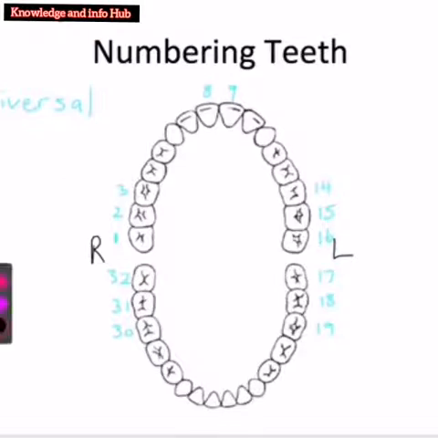Now, of course, some people, like myself, aren't born with and never develop any wisdom teeth. So if you are missing, say, this tooth and this tooth, you just skip those numbers, and this would still be number 2 and number 3, and so on. You just wouldn't include these numbers. They would just be called congenitally missing teeth.